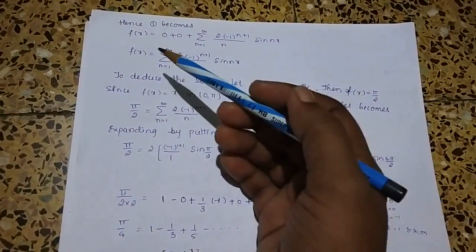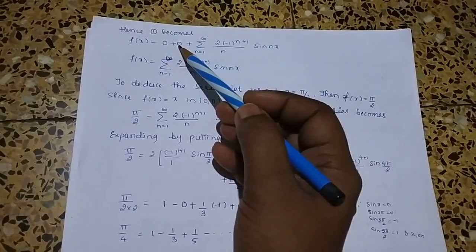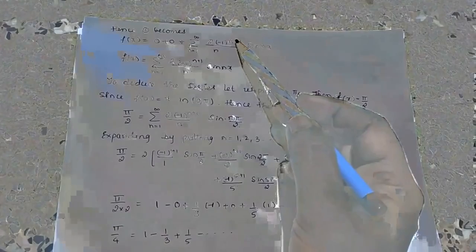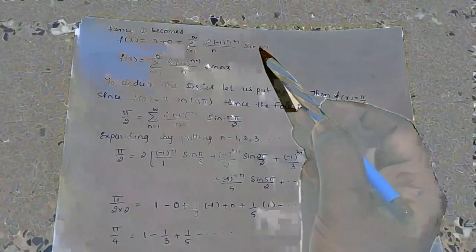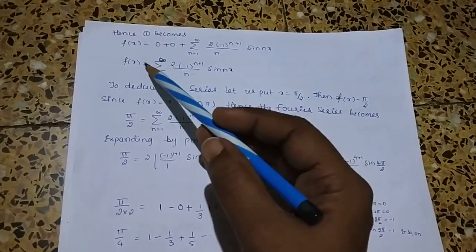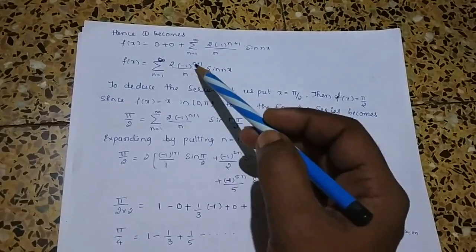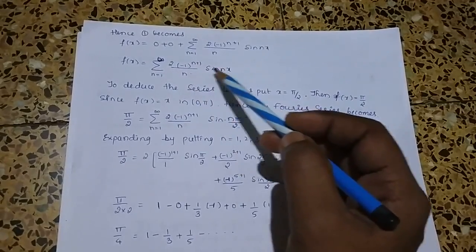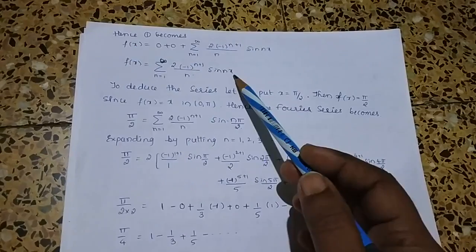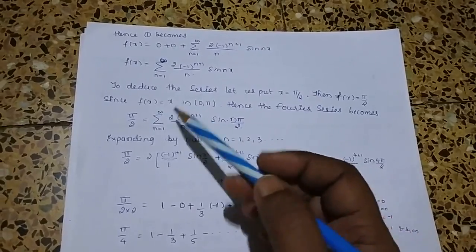Substituting the values in equation 1, f of x equals 0 plus 0, since it is an odd function, a0 and an coefficients become 0. Therefore, the first and third terms of the equation become 0, plus summation n equals 1 to infinity 2 into minus 1 raised to n plus 1 upon n sin nx. That is, f of x equals summation n equals 1 to infinity 2 into minus 1 raised to n plus 1 upon n sin nx. This is the Fourier series. Now we need to deduce the required series.